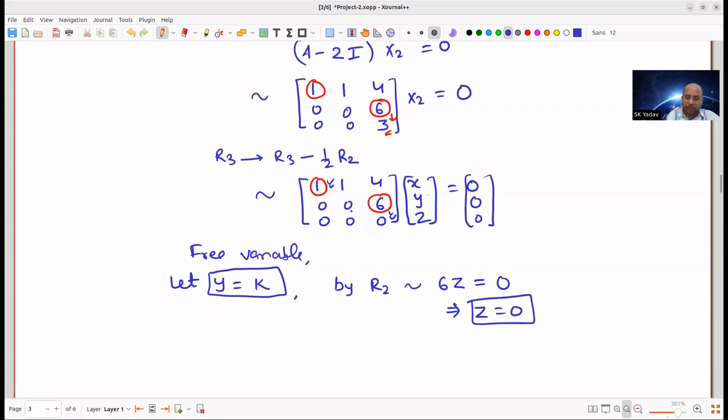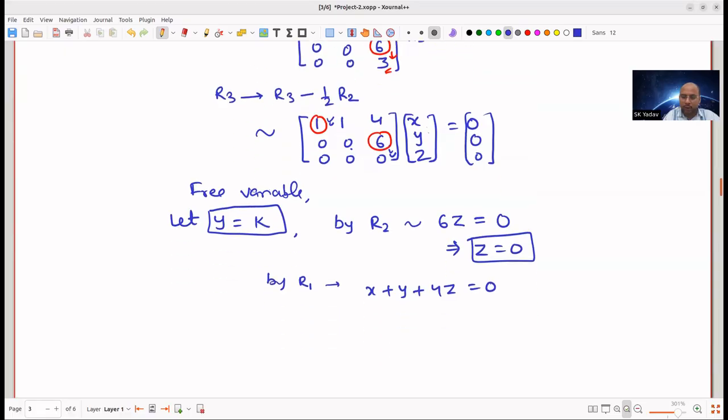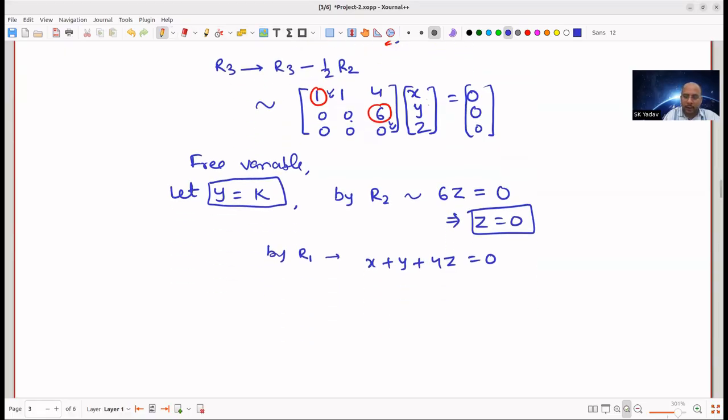Now by using the first row, what will I get here? x plus y plus 4z equal to 0. So now put the value of y and z in this. So I have x plus k plus 0 equal to 0. This means x equal to minus k.